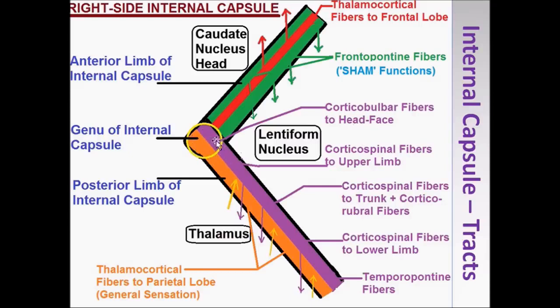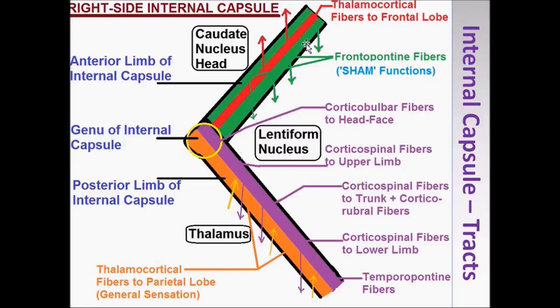One final word about this genu and the posterior limb. The whole genu and the posterior limb are supplied by some very special arteries which are branches of the middle cerebral artery, and these arteries are known as the lenticulostriate arteries or the arteries of cerebral hemorrhage of Charcot. And these are the ones which are responsible for the vast majority of strokes involving the genu and the posterior limb of the internal capsule.